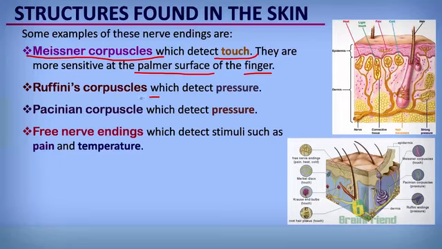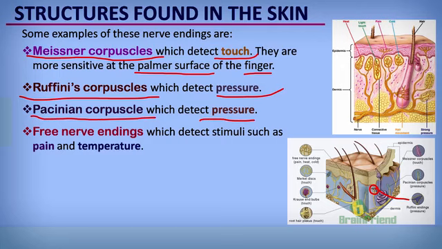The next group are the Ruffini's corpuscle. Ruffini's corpuscle are sensory receptors that detect pressure on the skin. We can see Ruffini's corpuscle on the skin. They detect sensory stimulations or sensory stimuli. We also have the Pacinian corpuscle. Pacinian corpuscle detects pressure. You can see the Pacinian corpuscle also present in the skin. It helps to feel or detect pressure on the skin.